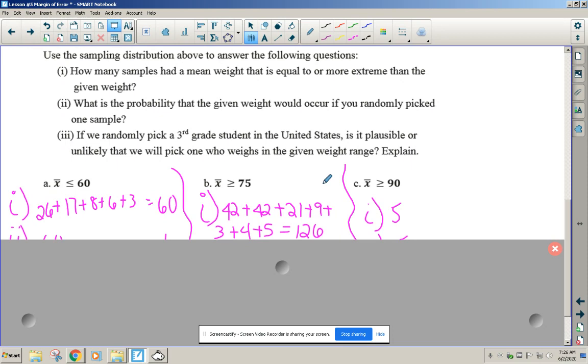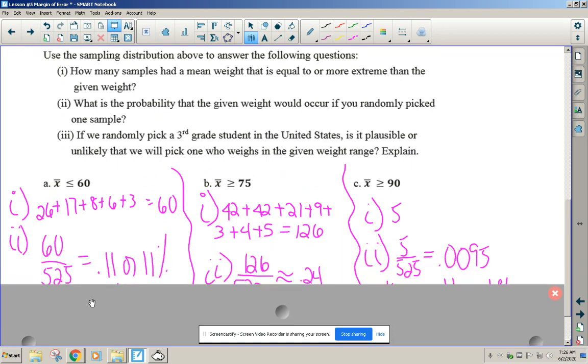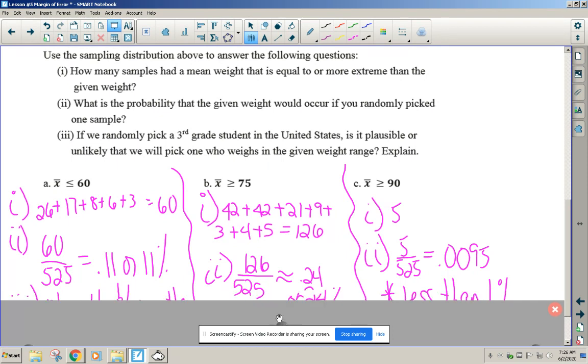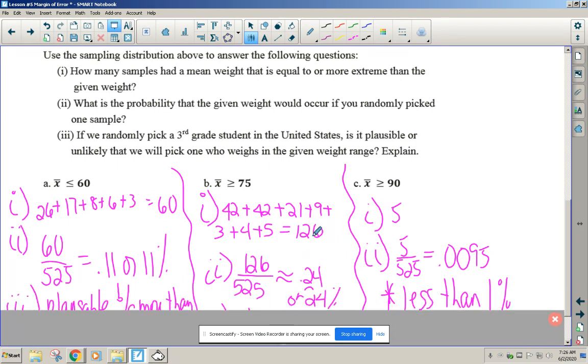All right, so again, there were 525 samples. And if we picked less than or equal to 60 pounds, what we get for A is 60 out of 525. So this would be our population proportion. It would be about 0.11 or 11% of the time we would pick a kid less than or equal to 60 pounds. If we picked a child greater than 75 pounds, that's a bigger proportion because we had 126 out of the 525 samples, and that would be about 24%.